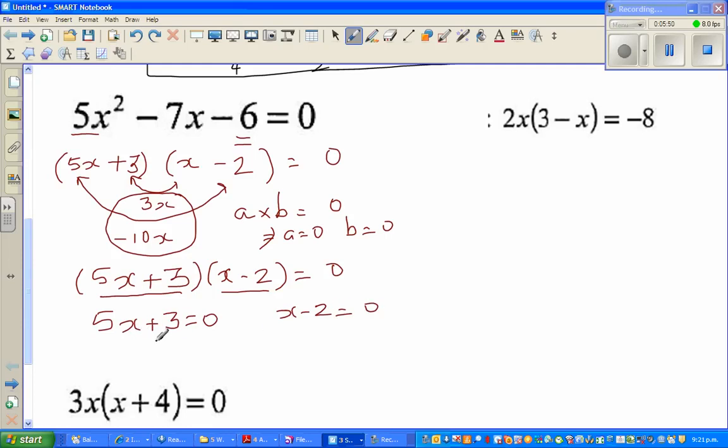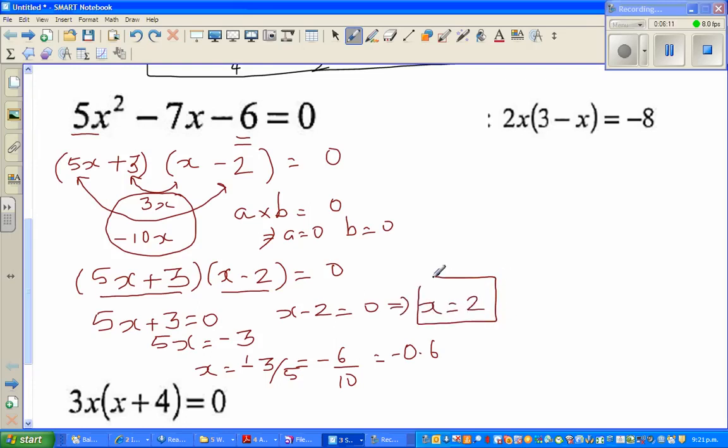Now if you take away 3 from both sides, you can say 5x is equal to negative 3. So x is negative 3 over 5, which is negative 6 over 10, which is negative 0.6. This is also fine. And if you add 2 to both sides, x is equal to 2, just like that. These are the two answers. So x is equal to 2, or x is equal to negative 0.6.